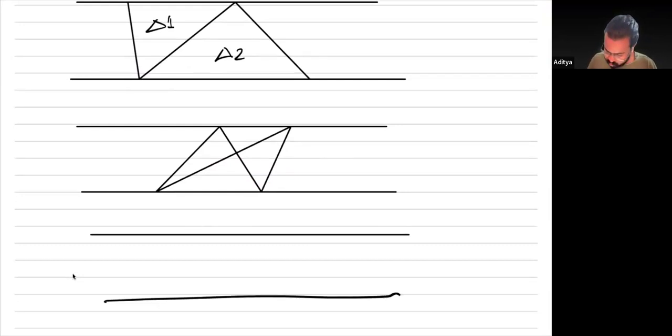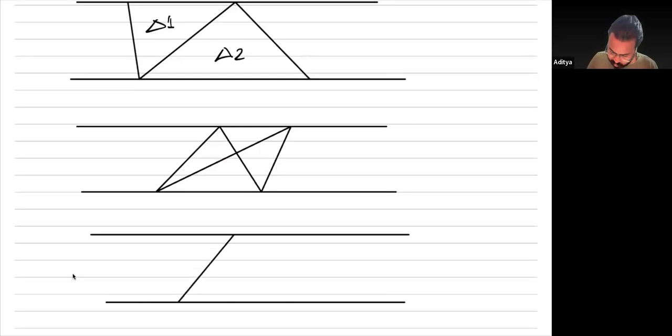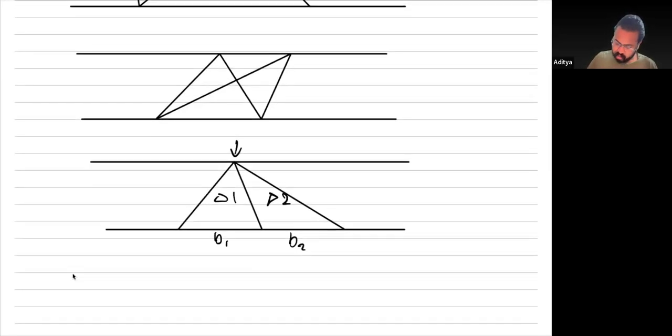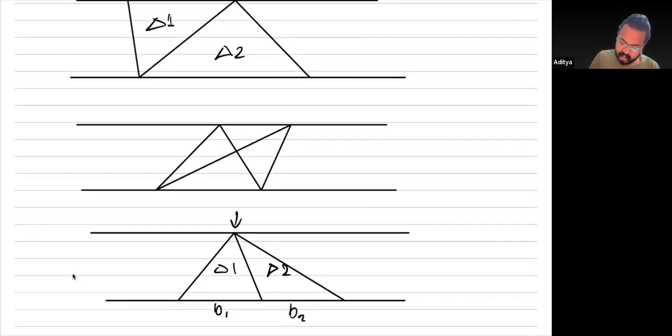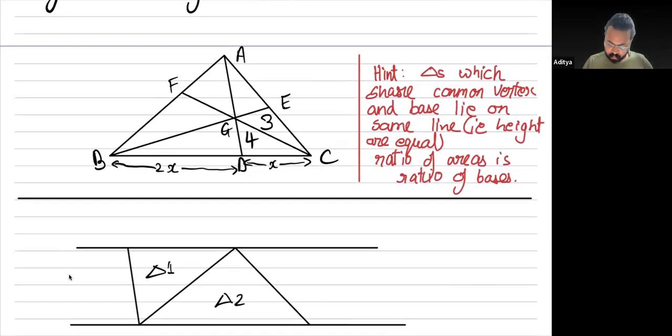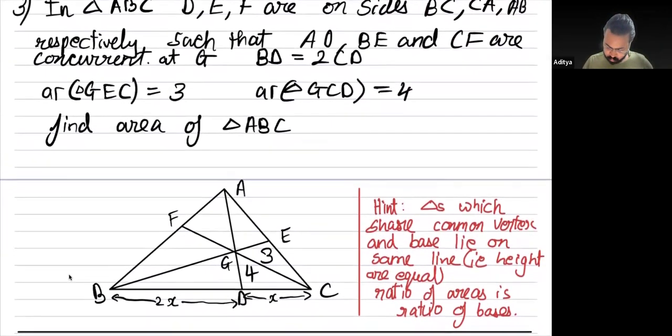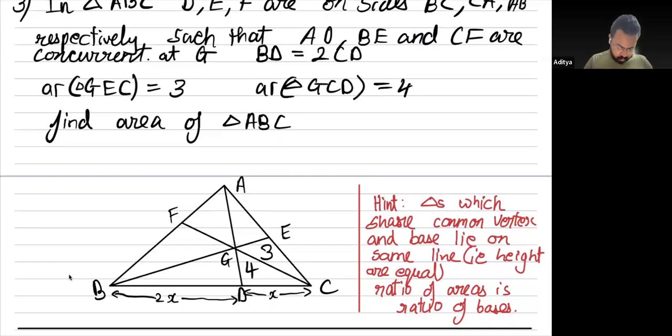Another setup could be to have a common vertex over here, and this is base B1 and B2. This is triangle 1, triangle 2. So in all situations, the ratio of the areas is simply the ratio of the bases, and that is easy to figure out. Yashraj and Sumit, not correct. Try again. Abhyuday, not correct.